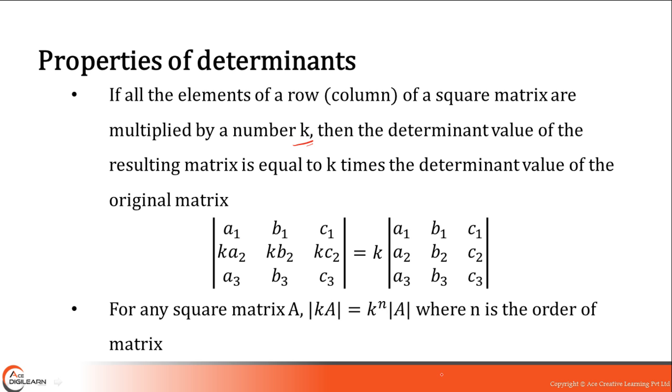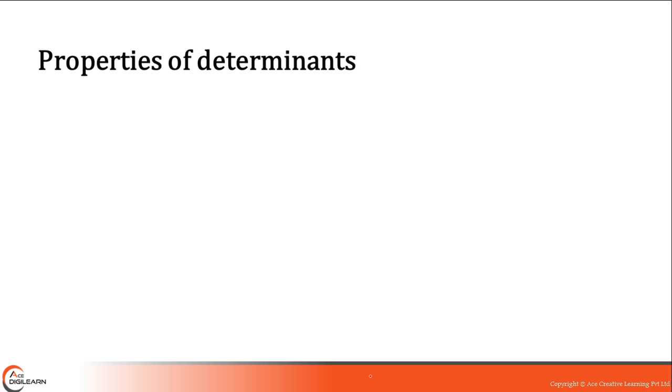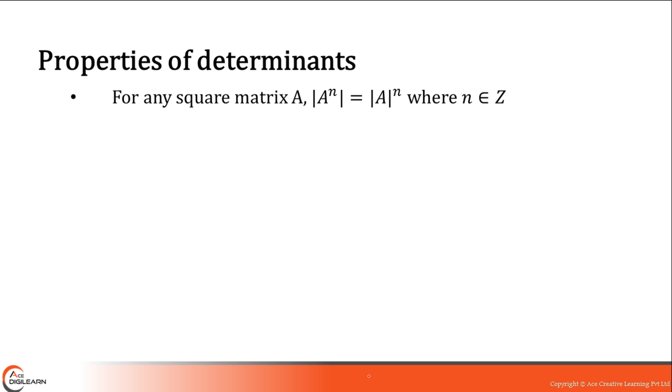For any square matrix A, det of kA equals k power n det of A, where n is the order of the matrix. For any square matrix A, det of A power n can be written as det A whole power n, where n can be any integer.